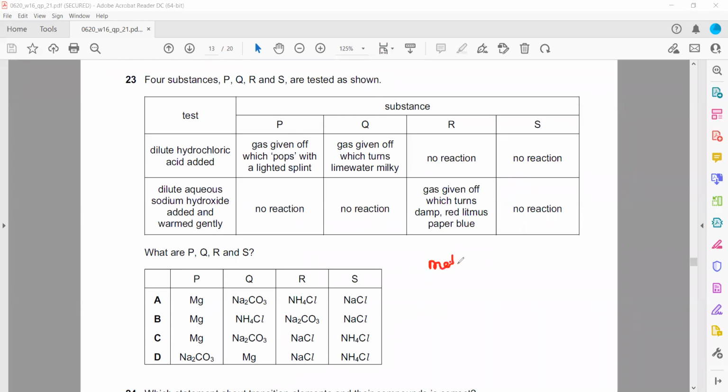So remember, whenever metal plus acid, it will give salt and hydrogen. And hydrogen gas pops with a lighted splint. So this gives an idea that P is a metal. So either A can be an answer, B can be an answer, or C. But it cannot be D, because if carbonate was there, it would give carbon dioxide. So first, P is a metal. So the options in which P is a metal are A, B, or C.